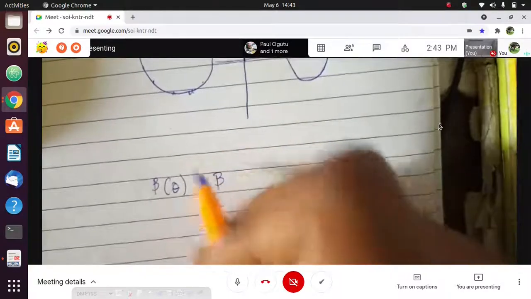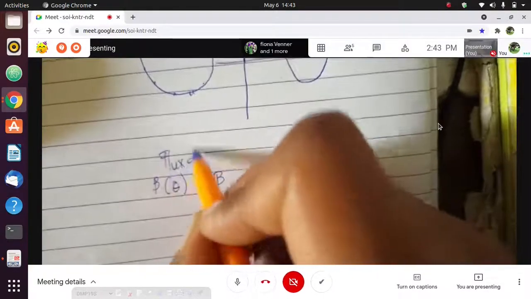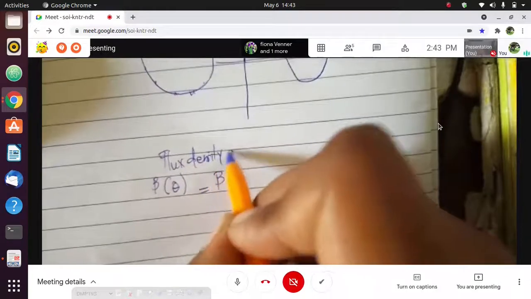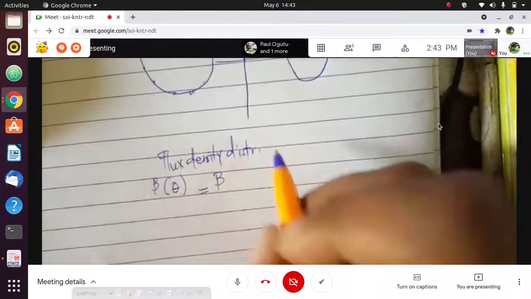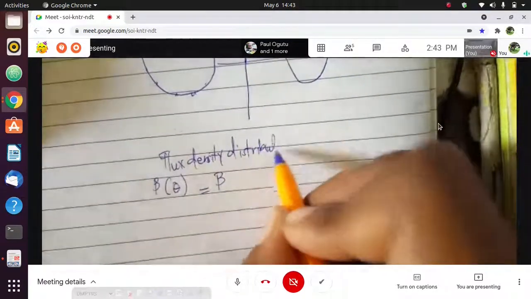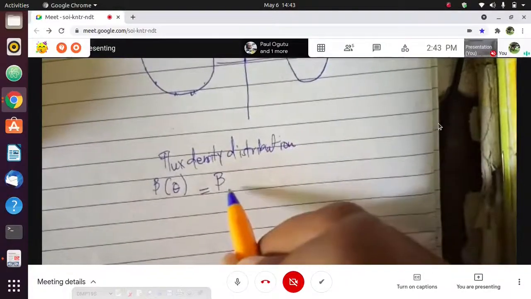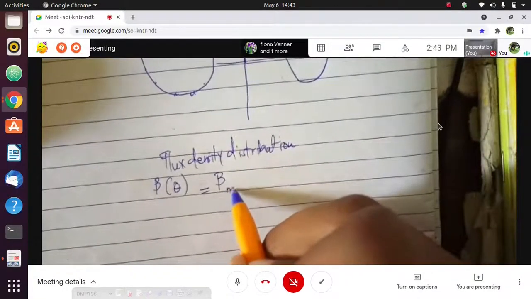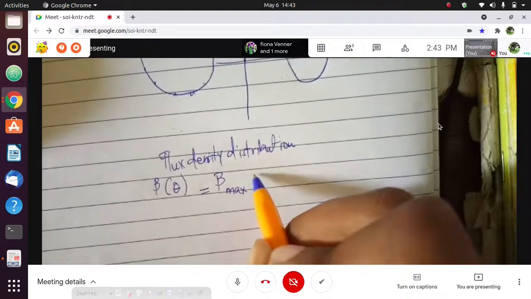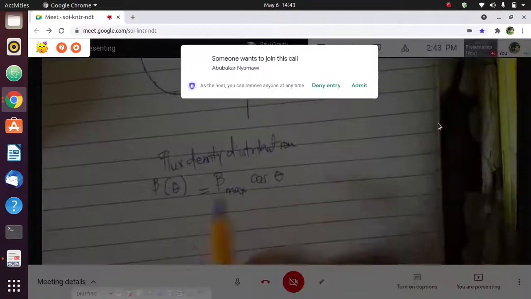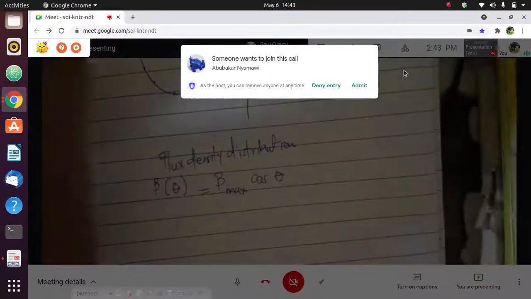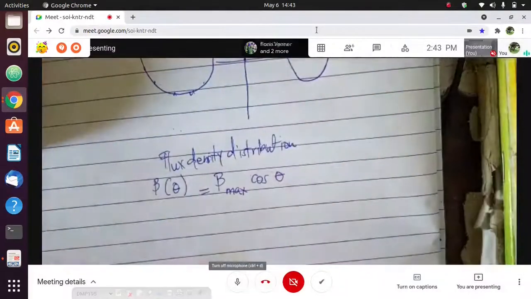The flux density distribution, this is the flux density distribution, will be given in the air gap by the maximum flux density times the cos of that angle.